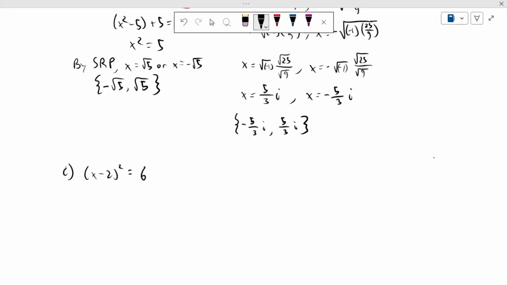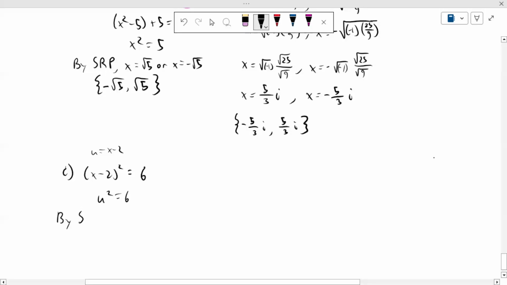But let's remember that the square root property says that u squared equals d, and how to solve that. So this is my u, basically. u is just equal to x minus 2. So this is the same thing as saying u squared equals 6. So by square root property, either u is equal to the square root of 6 or u is equal to negative square root of 6. Okay?